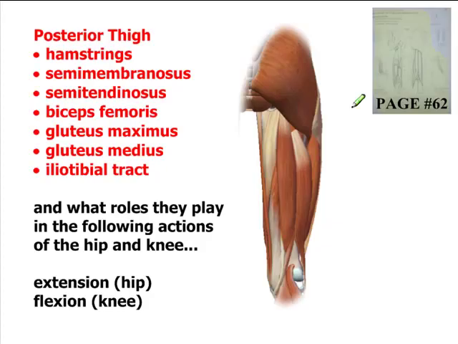Alright, quickly to review. Page 62, take a look. Diagrams you have to color are indicated here, and here, and here, and here. And quickly to review those muscles, you're looking at the hamstrings, which are made up of the semimembranosus and semitendinosus, and the biceps femoris, and also the gluteus maximus, gluteus medius, and iliotibial tract or iliotibial band, and the roles those muscles play in extension of the hip and flexion of the knee.